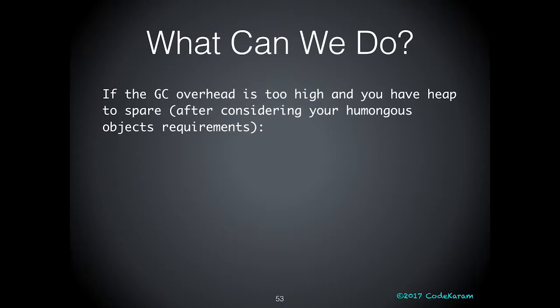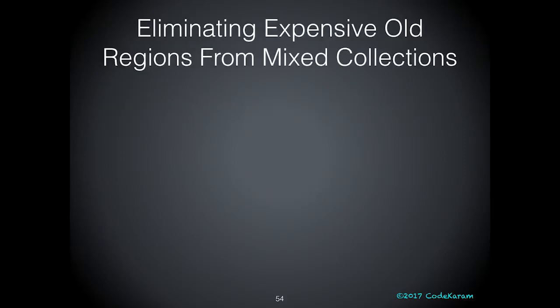Because you have enough heap and you know your humongous regions are not going to blow your heap, you have everything here. Interesting. You can just remove the expensive regions from your collections. Keep them where they are. You don't need to include them in your collections at all. So how do you do that? You just eliminate them.